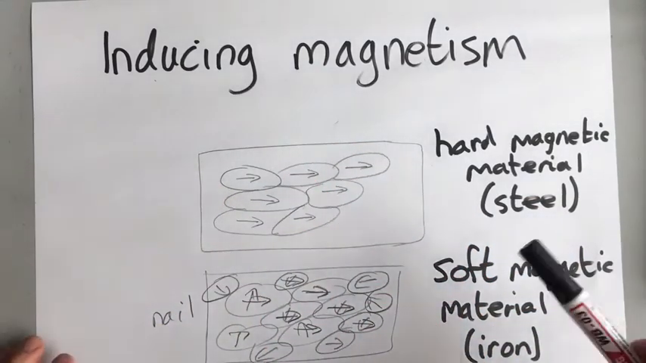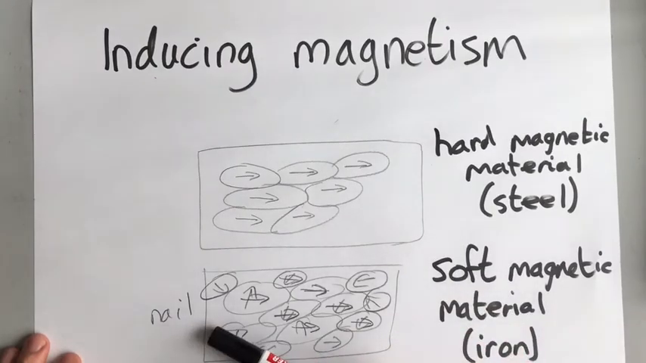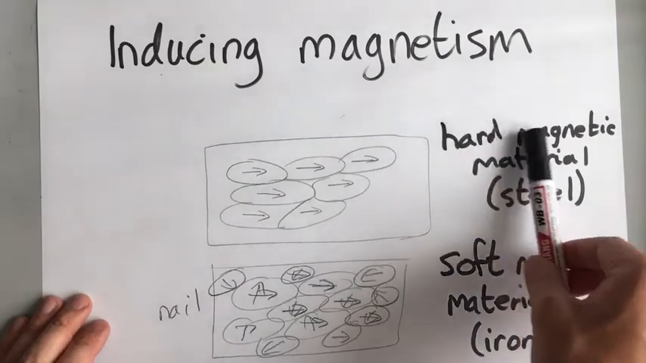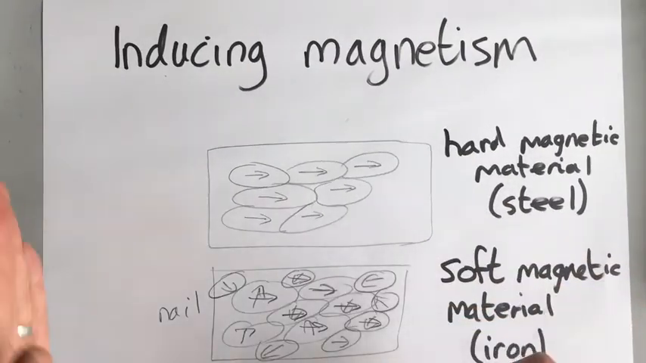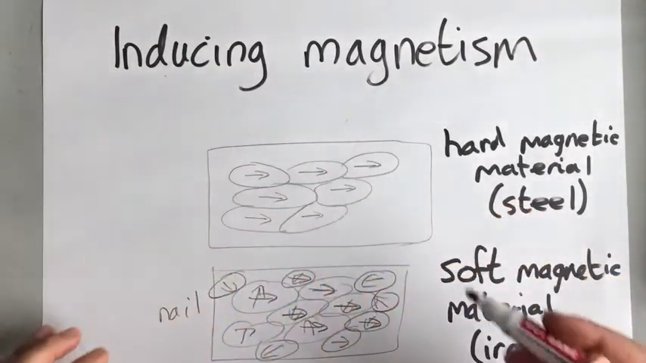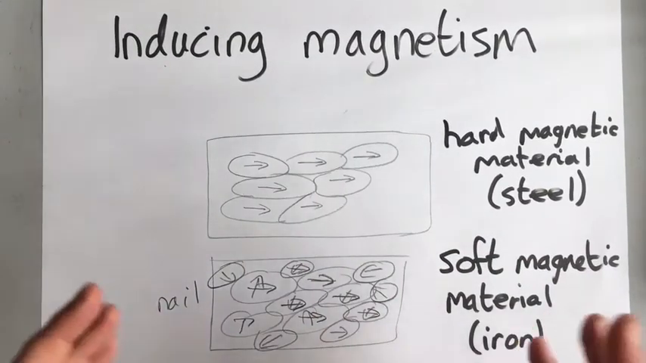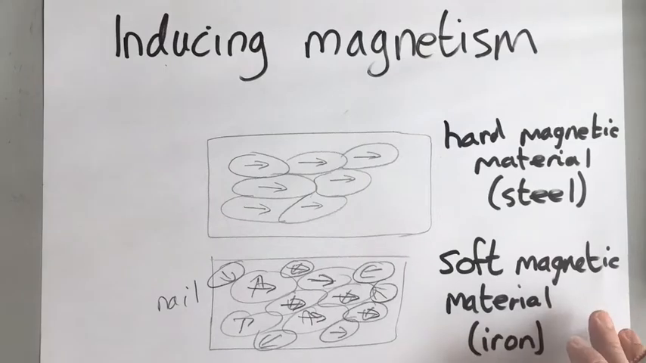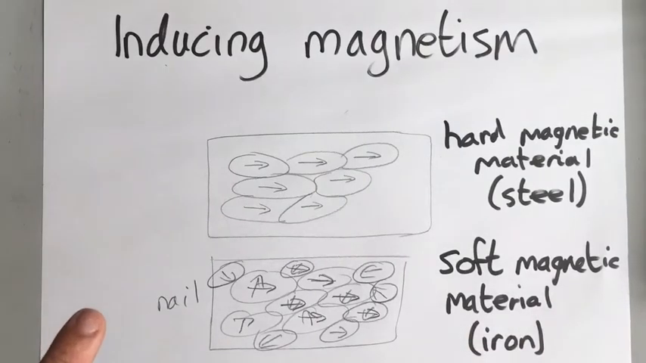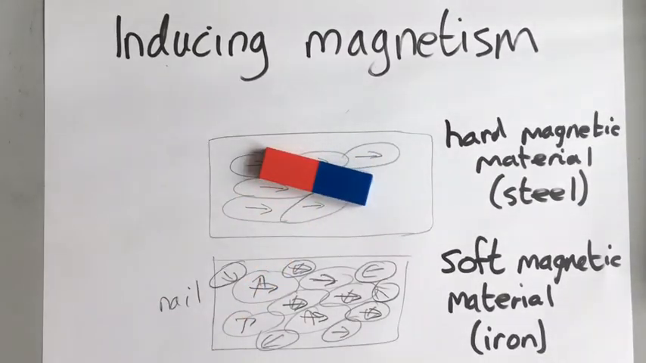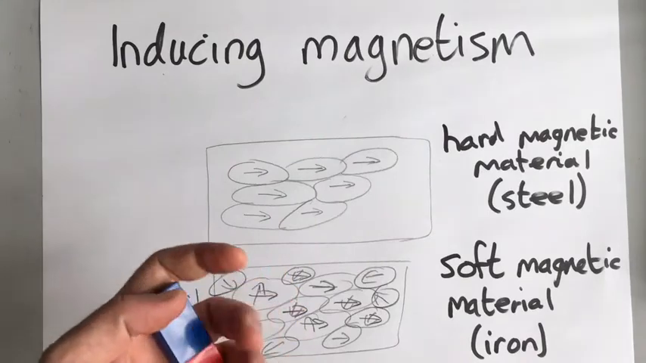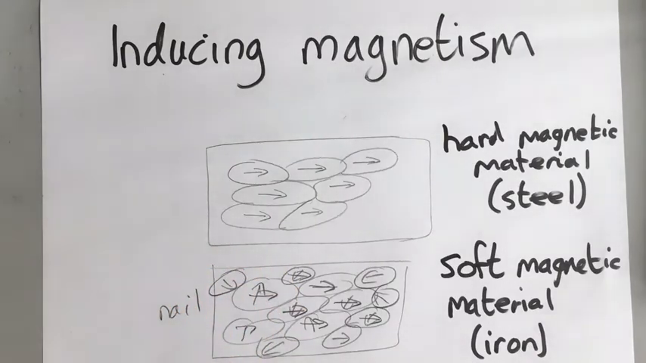So, you've got a soft magnetic material which is easy to change into a magnet, but then it loses its magnetism very quickly. And you've got a hard magnetic material which is hard to make all those grains align, hard to turn into a magnet, but once it is a magnet, it stays as a magnet. What that means is that steel is used for making permanent magnets like this, and iron is used for making electromagnets, which need to be switched on and then switched off.